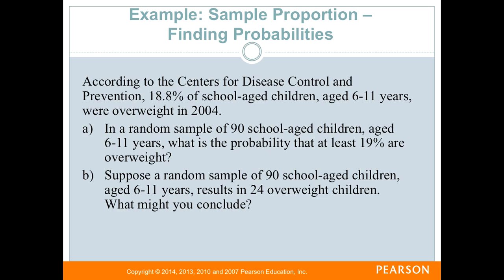Okay, so let's take a look at an example where we're finding probabilities, because this is a typical question. According to the CDC, 18.8% of school-aged children aged 6 to 11 years were overweight in 2004. Now, in a random sample of 90 school-aged children, we want to know what is the probability that at least 19% are overweight. And then we're going to suppose a random sample of 90 school children resulted in 24 overweight children. We want to figure out what we could possibly conclude from that.